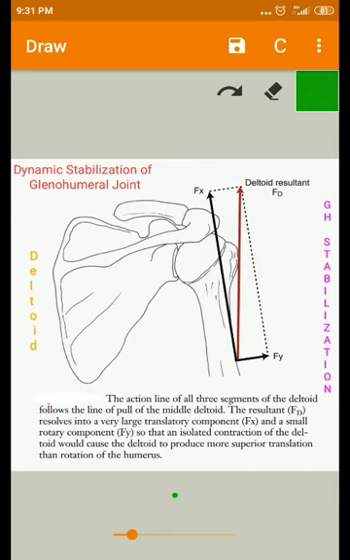However, the examination of the resultant line of action of the deltoid muscle in abduction is used to study the dynamic stabilization of the glenohumeral joint. If you see in this picture, this is the resultant deltoid force. This line of action is formed by the force vectors of all three segments. Now we are going to resolve this force into a translatory component and a rotatory component.